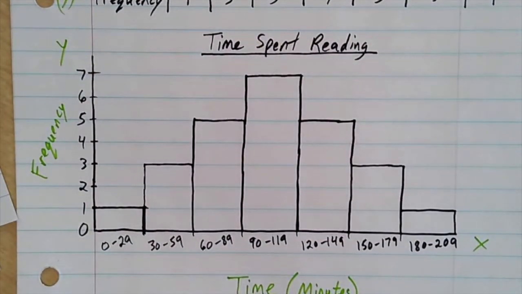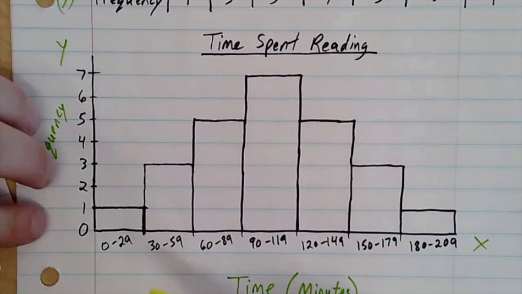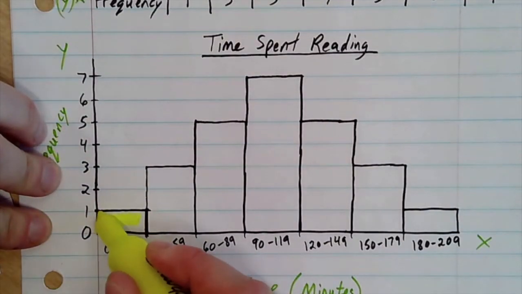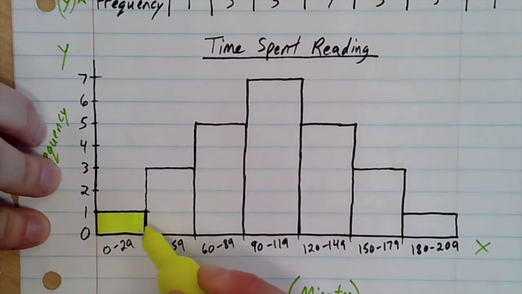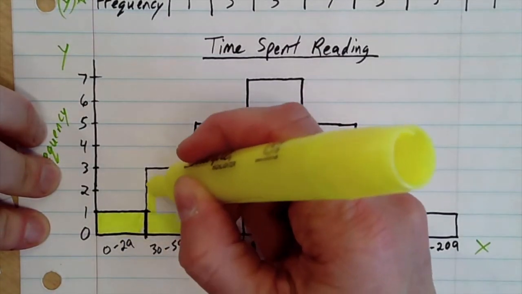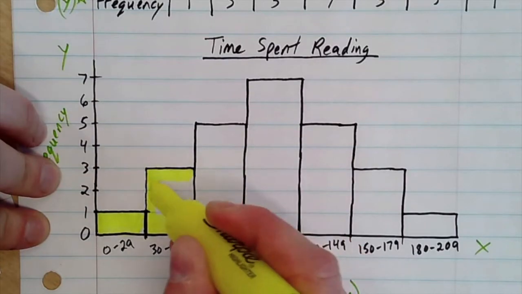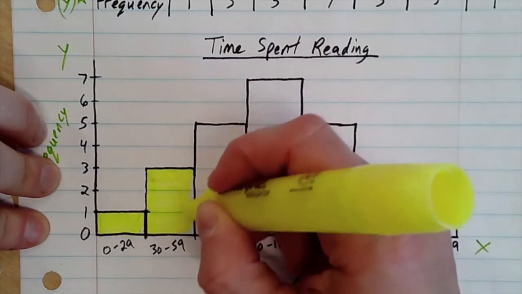The last thing you have to do is shade them in, because histograms are shaded in. So I'm just going to use a highlighter to shade these in here, and hopefully I don't get too much marker on them. Use your highlighter to shade them in.